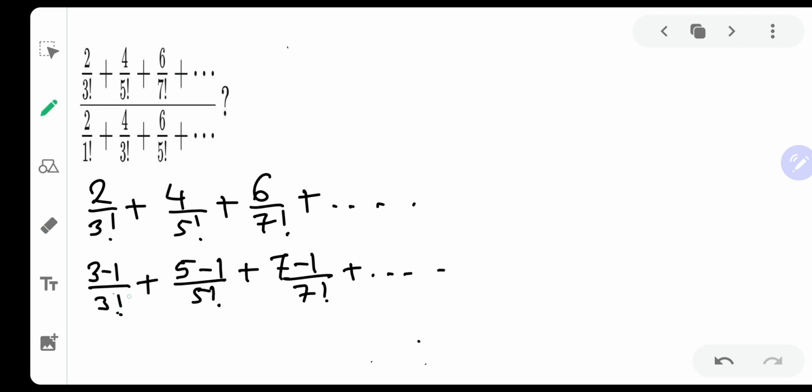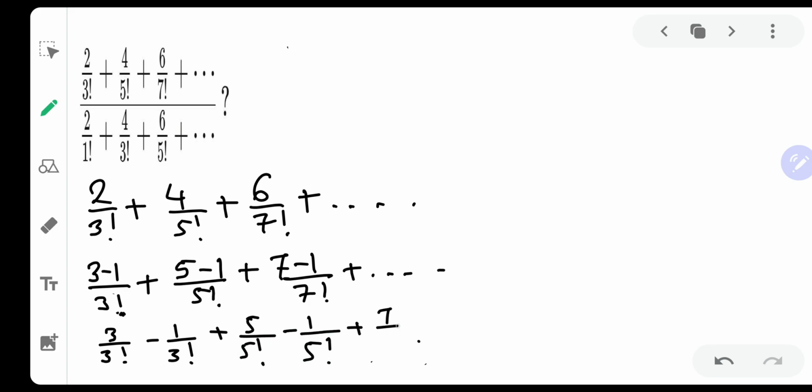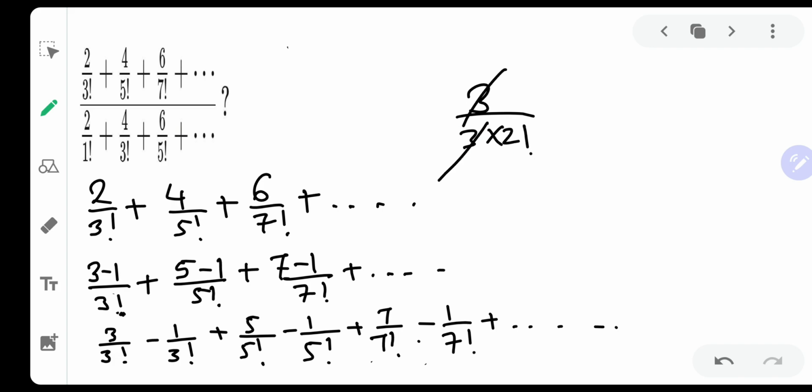Now let us split. When you split, you will see that this is 3 upon 3 factorial minus 1 upon 3 factorial plus 5 upon 5 factorial minus 1 upon 5 factorial plus 7 upon 7 factorial minus 1 upon 7 factorial, and this process continues till infinity. Now observe carefully, 3 factorial and 3 in the numerator. So 3 factorial can be written as 3 into 2 factorial, so 3 and 3 will get cancelled. As you can see, in the first term 3 will get cancelled and all you get is 1 upon 2 factorial.